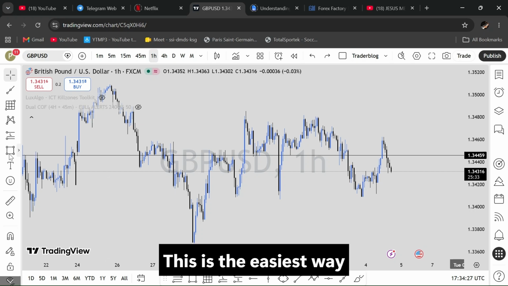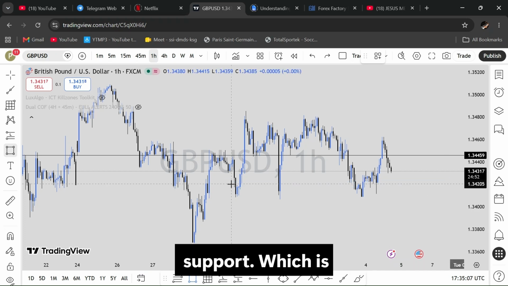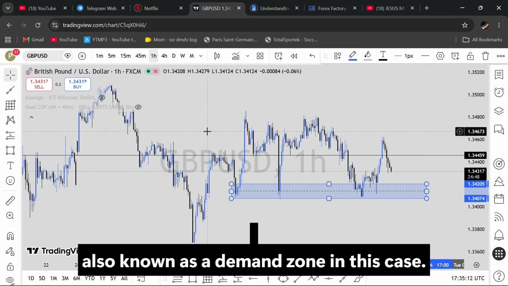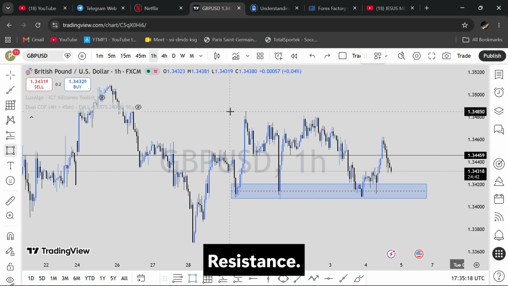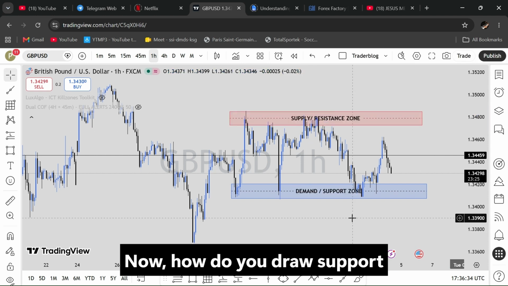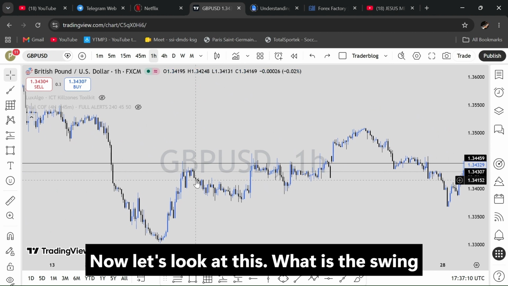Resistance. This is the easiest way to draw support and resistance. Support, which is also known as a demand zone in this case, and resistance. Now, how do you draw a support and resistance zone? Very simple. Now let's look at this.